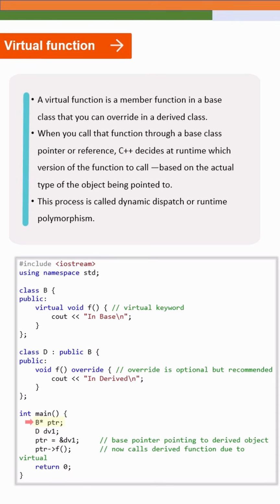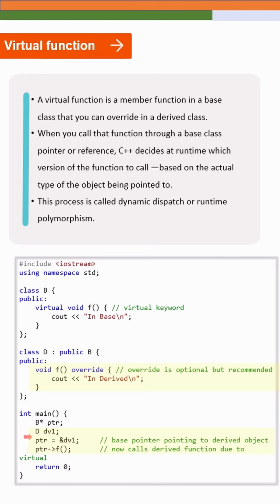In the main function, we create a base class pointer ptr and make it point to the derived class object db1. Now, when we call function f through ptr, the compiler sees that the function is virtual. So, as instructed, it defers the decision until the runtime. So, the program then calls the derived version of f.